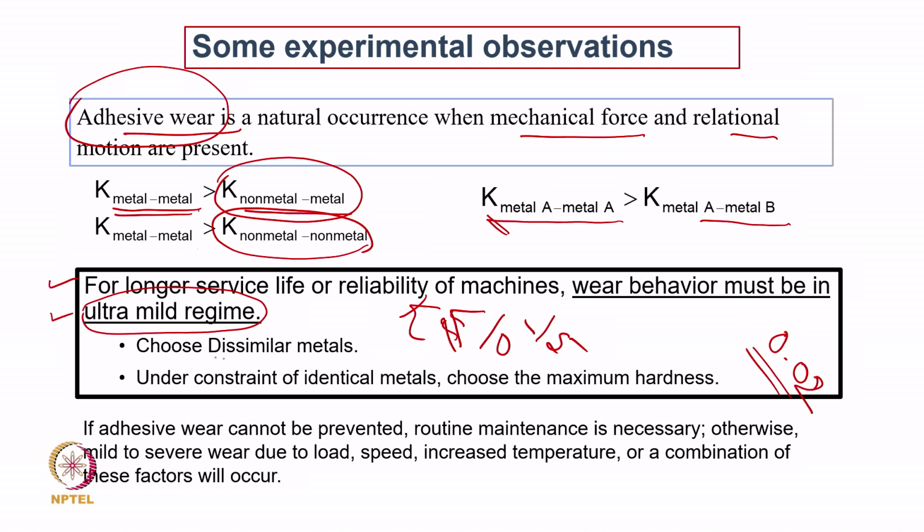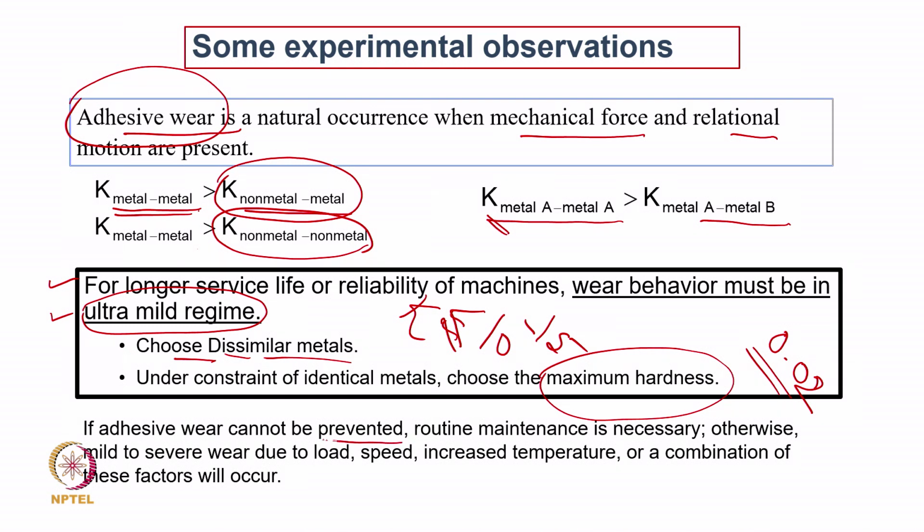Now, the last one is of course, as I mentioned, that in this case we should choose dissimilar materials, and if we are not able to choose dissimilar materials, think about maximum hardness. We can maximize hardness, even though we mentioned the real area of contact will increase with lesser hardness, but that is good only for the EHL case, where we use the word elastohydrodynamic lubrication case, but not an adhesive wear case. So, this is the important observation.